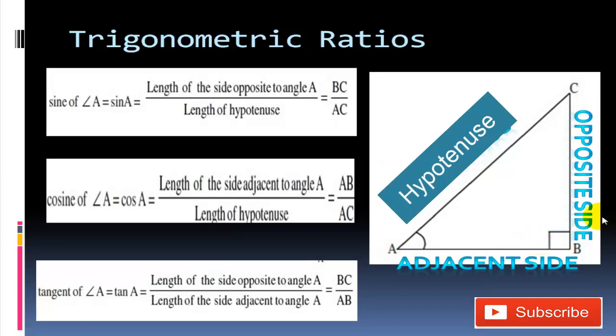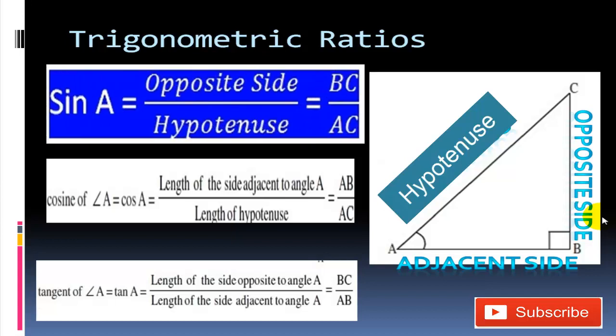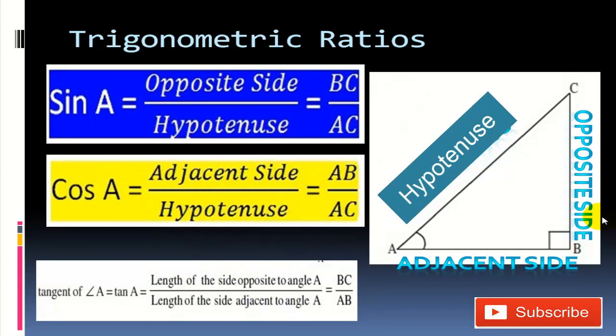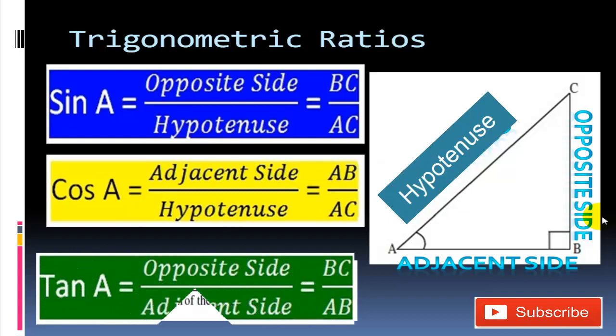Simply, we say that sin A is opposite side by hypotenuse, that is BC by AC, cos A is adjacent side by hypotenuse, AB by AC, and tan A is opposite side by adjacent side, BC by AB.